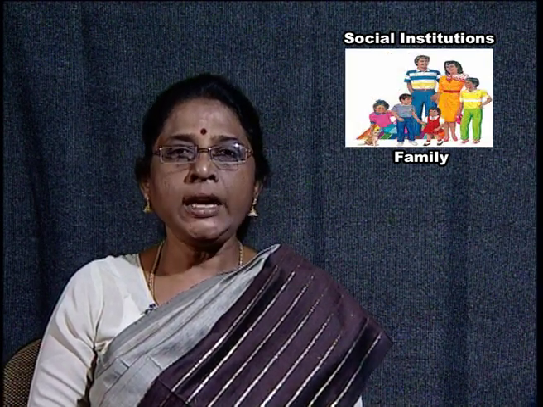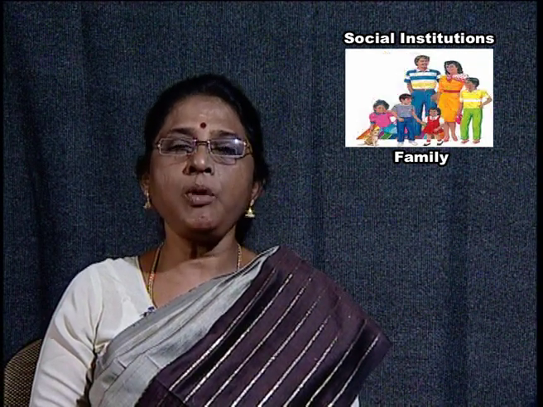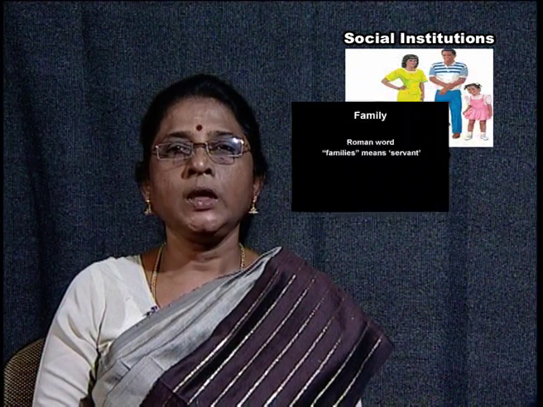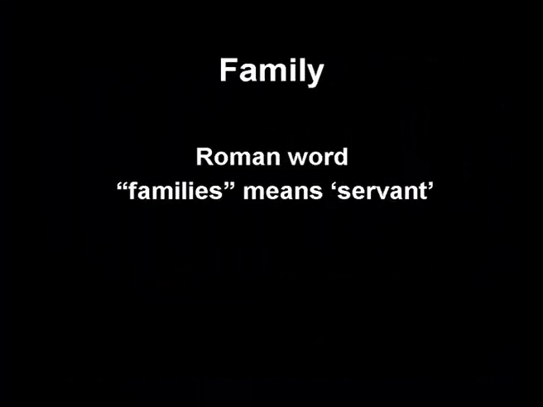Now, I will explain how family acts as a social institution. Society needs some form of social arrangement to regulate sexual relations and to provide a place for child rearing and socialization. In this context, family is found to be a universal social institution. The term family has derived from the Roman word familia, which means servant.